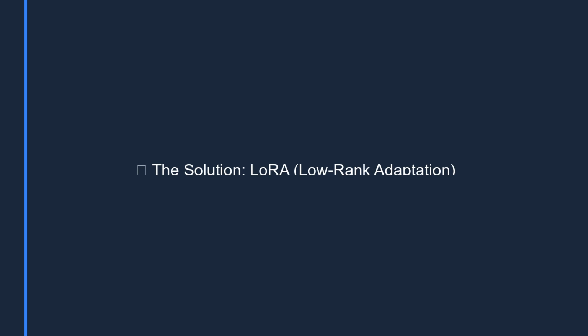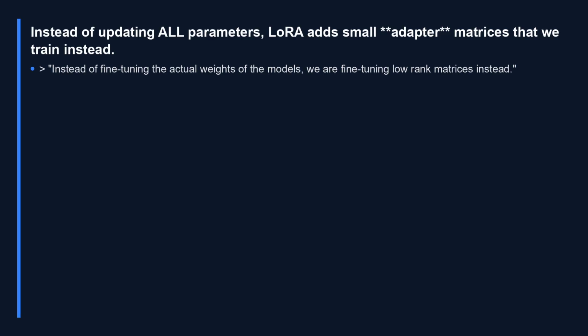The solution: LoRA, low-rank adaptation. Here's the core insight behind LoRA. Instead of updating all the weights in the model, you freeze them completely and inject small trainable adapter matrices alongside them. The original model never changes. You're training the adapters, and only the adapters. As the LoRA paper puts it, you're fine-tuning low-rank matrices instead of the actual model weights. That one idea is what makes fine-tuning accessible on consumer hardware.